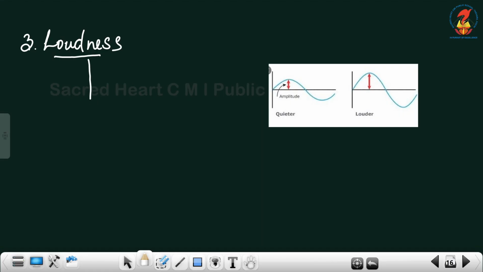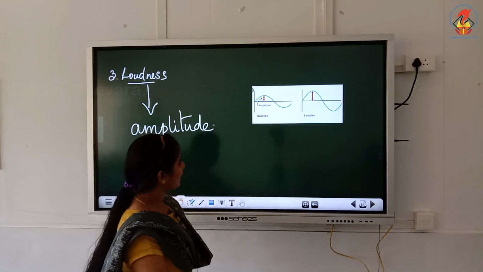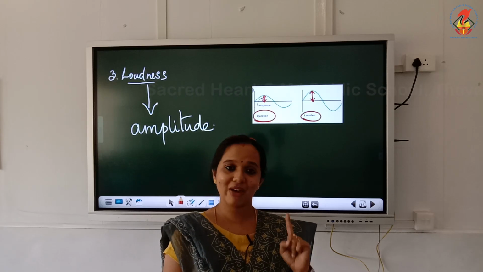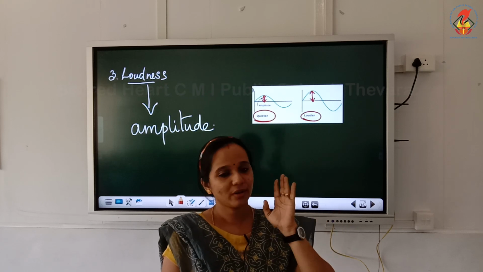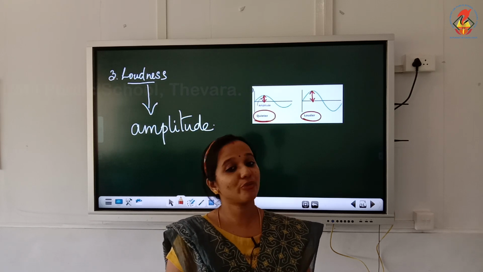The loudness of a sound depends on amplitude. If the amplitude of a wave is high, where amplitude means the height of the wave, such a sound is louder. If amplitude is less, if the height of the wave is less, such a voice is a softer, quiet sound. So loudness depends upon amplitude. If amplitude is more, sound will be louder. If amplitude is less, sound will be feeble.